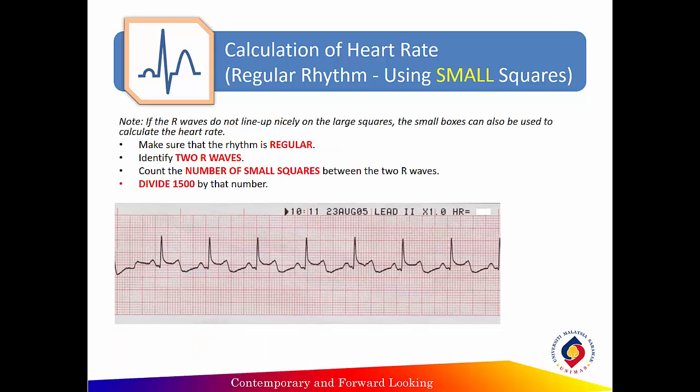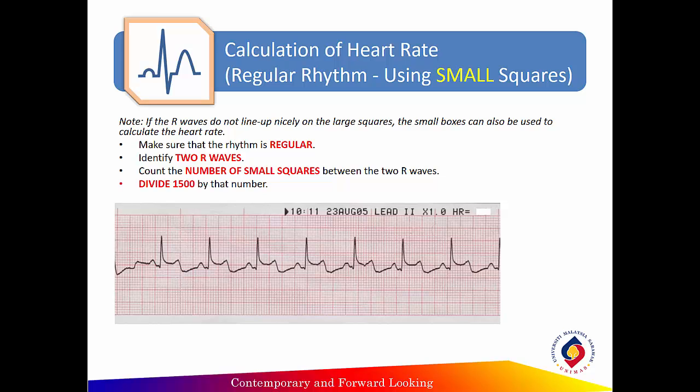Remember, if the ECG strip is left to run at 25 mm per second for 1 minute, there will be 300 large squares or 1,500 small squares in the strip, indicating a full minute. This is where the 300 and 1,500 formula is derived from.